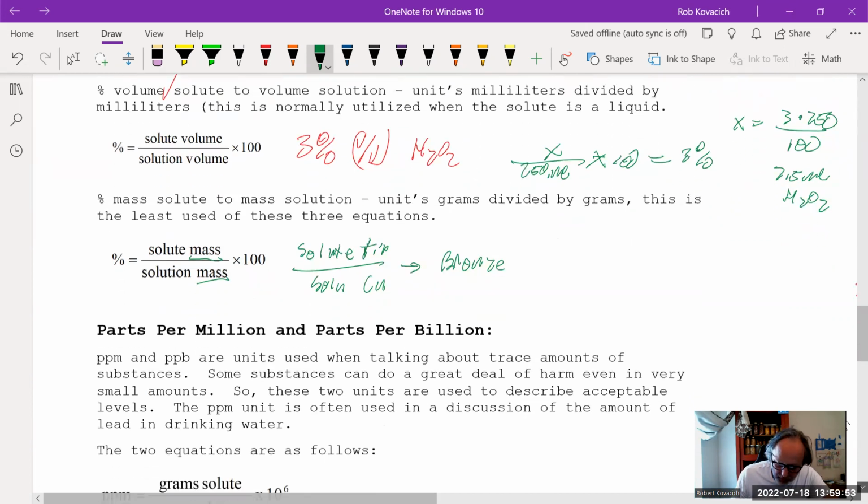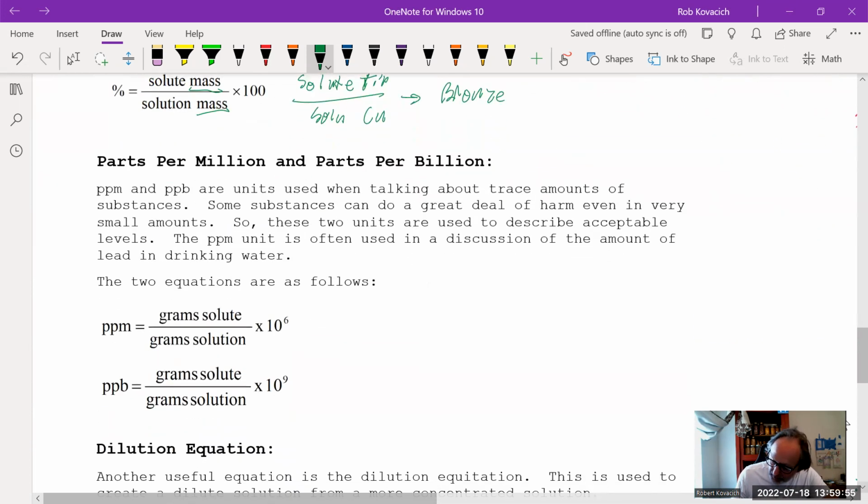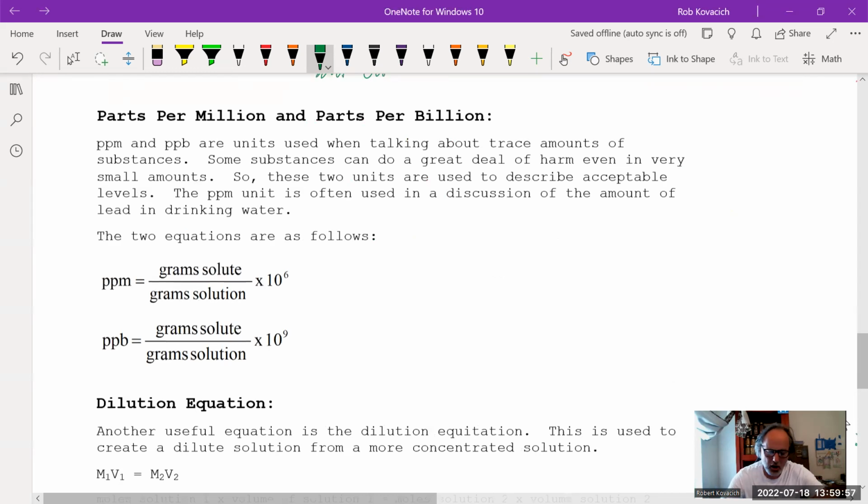All right, so the next one we're going to talk about are parts per million and parts per billion. So why would anybody care about a few parts for every million? An example of that is 15 parts per million lead. That's the legal limit in the United States. If your water has more than 15 parts per million lead in it, then your water is considered not potable, not drinkable. So why would that matter? I've got a million water molecules and only 15 of those molecules are lead. Is that a bad thing?